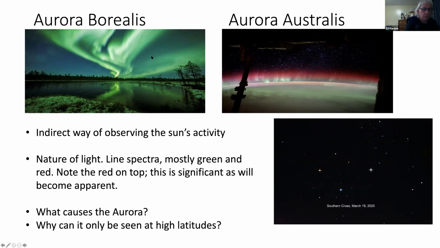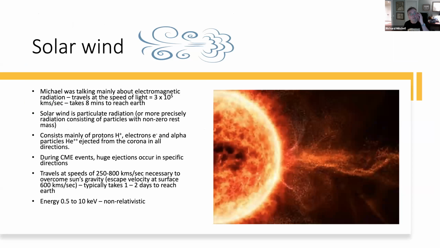One thing you should know is that it's largely green, but if you look at this one, the Australis version, you see it's green underneath and it's red on top, which is actually quite significant for reasons that I will explain as we move on. So the question is as to what causes it. Well, the answer is it's the solar wind.